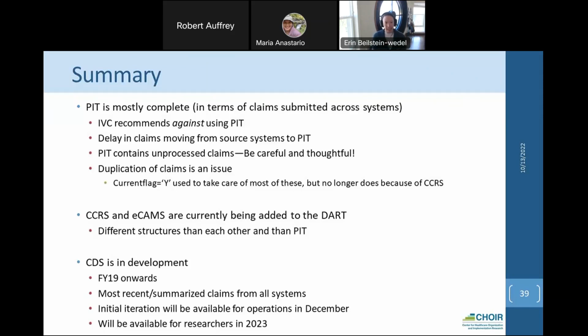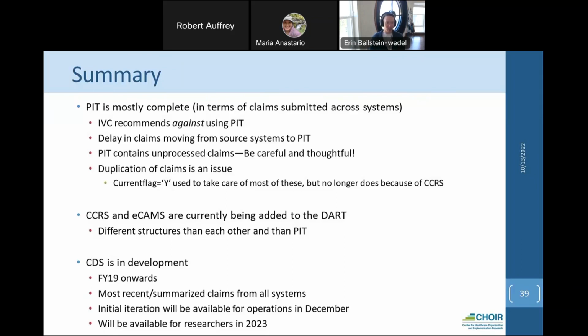And the CDS is in development. It should contain claims from FY19 onwards. So hopefully you don't need anything before that, because otherwise you'll have to use one of the other systems. And it will contain the most recent or summarized claims from all systems. So they're saying that we won't have to deal with sorting through resubmissions. The initial iteration will be available for operations in December on AO6. And we are hoping it will be available for researchers in 2023 sometime.